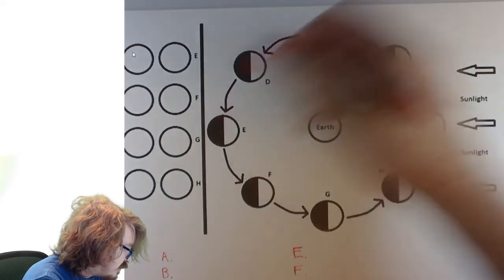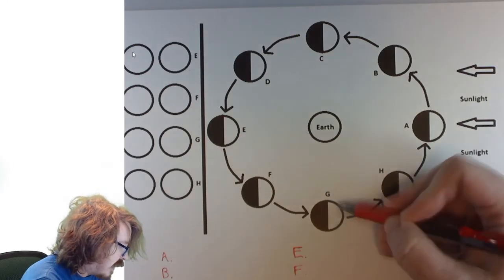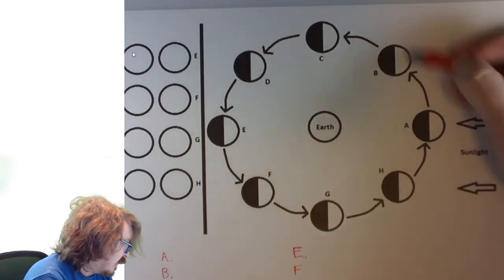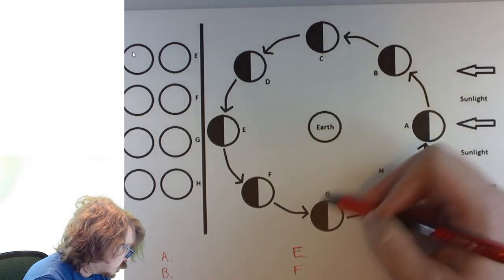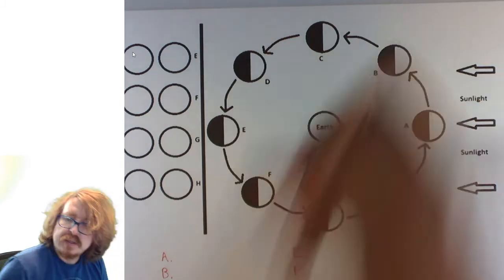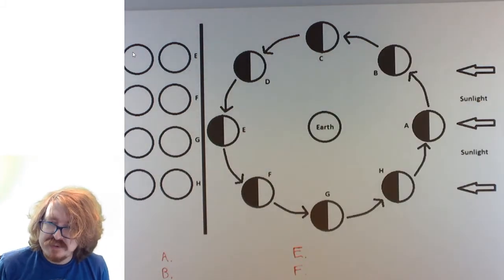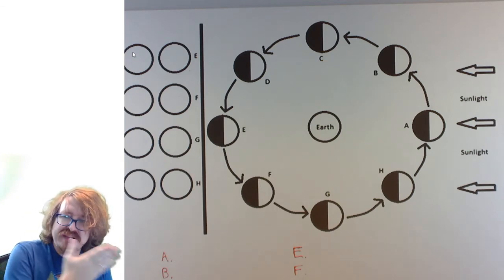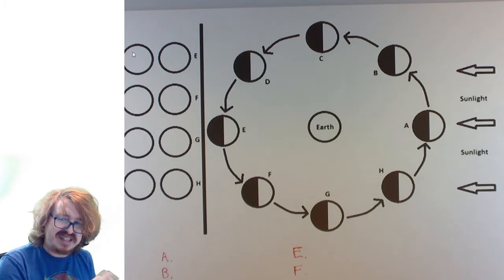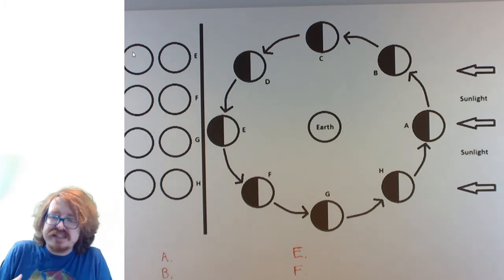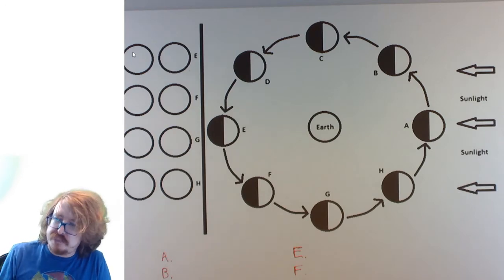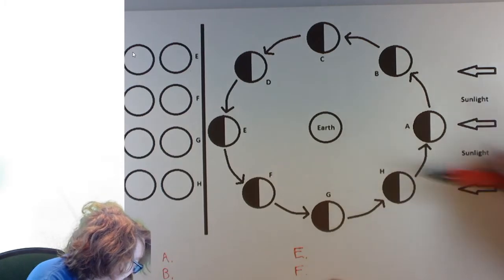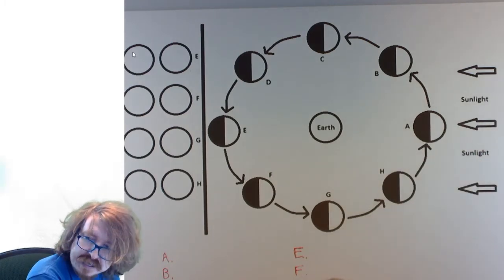Why is it that every single one of them has this side lit up right here? It's pretty simple, right? It's facing the sun. That's the side of the moon that is facing the sun. So the moonlight we see is not actually made by the moon. As you probably know, it's actually reflected sunlight. So whichever half of the moon is actually facing the sun is going to be lit up at any given time.